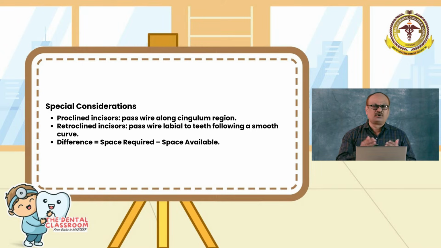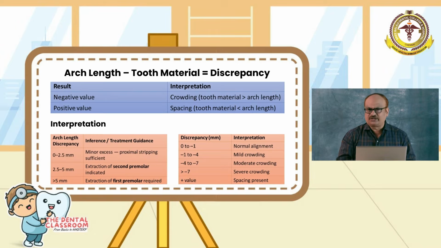Same thing in class 2: the incisors will be retroclined, so you have to bring them or procline them into a perfect arch. Now you pass your brass wire in such a way that the brass wire passes labial to your retroclined teeth. So depending upon the amount of discrepancy or spacing, you decide what to do and dictate the treatment plan. A negative value indicates a discrepancy. That indicates tooth material is more than the arch perimeter.